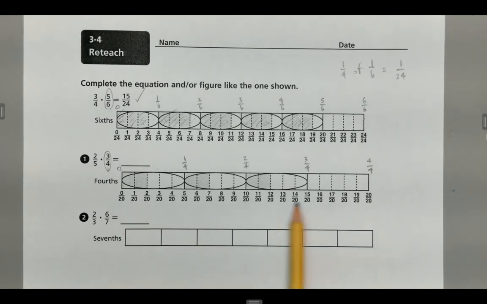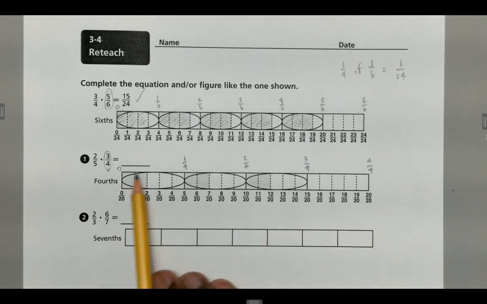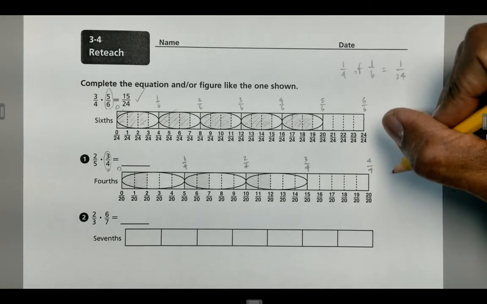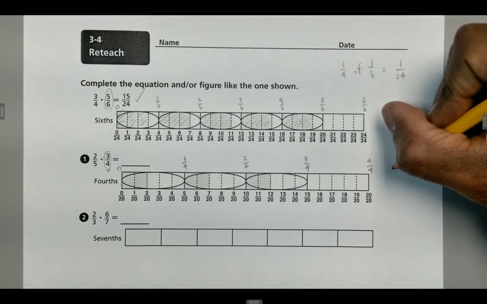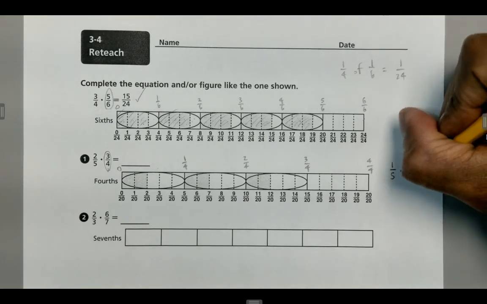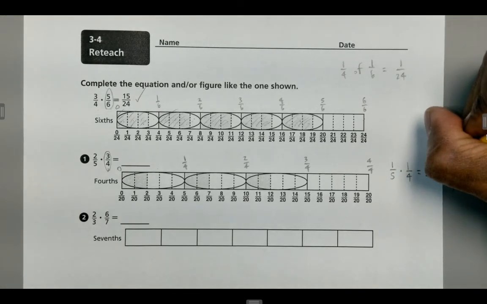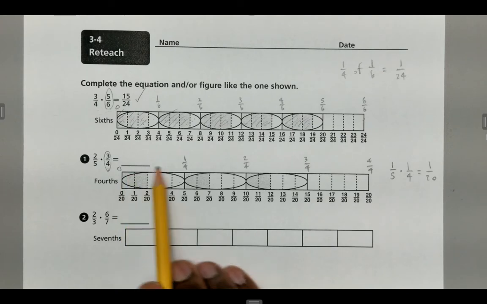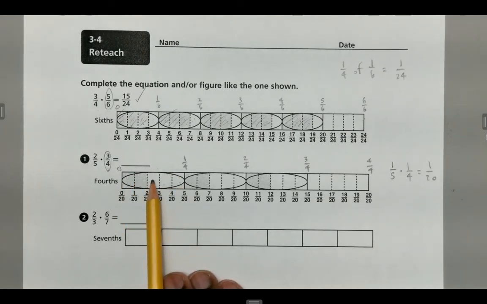Notice how I have labeled this in terms of 20ths now, because for each of these circled parts, which represents 1/4, I've divided that into 5 equal parts. So if I find what 1/5 of 1/4 is, I get a 20th. So each of these is 1/20th. Because again, I've taken 1/4 of the whole and divided that into 5 equal parts.